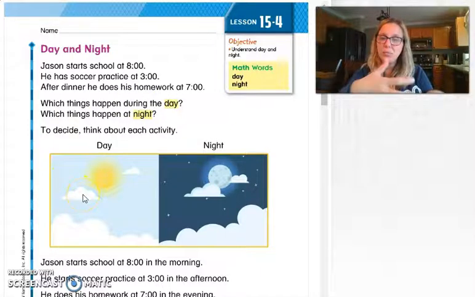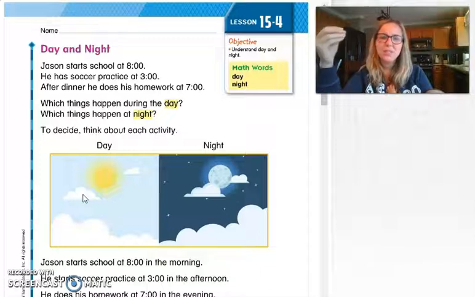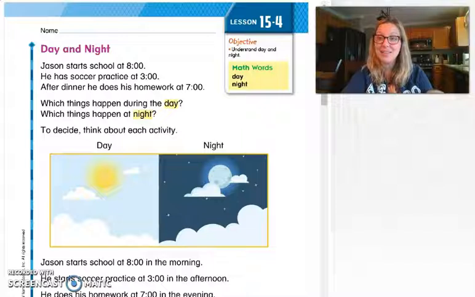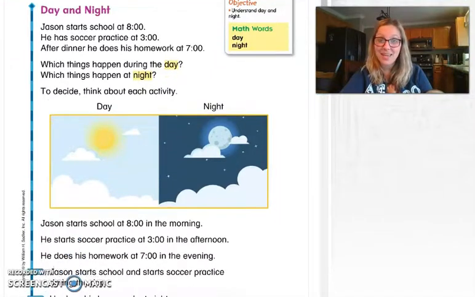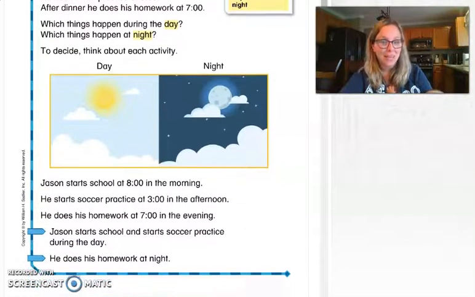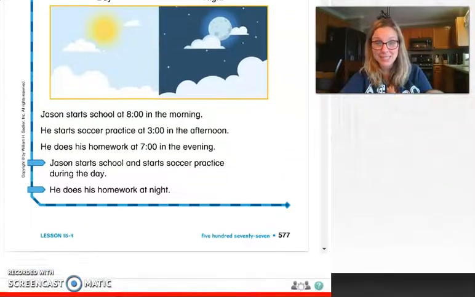So to decide when they happen, we should think about daytime and nighttime. So if he starts school at 8 in the morning, we know that that's a daytime. So it's 8 o'clock in the morning. He starts soccer at 3 in the afternoon, so we know that that is also during the day. And then it says he does his homework at 7 o'clock. Now, we know that that happens in the evening because it says after dinner. So that is an evening 7 o'clock. So Jason starts school and starts soccer practice during the day, but he does his homework at night.